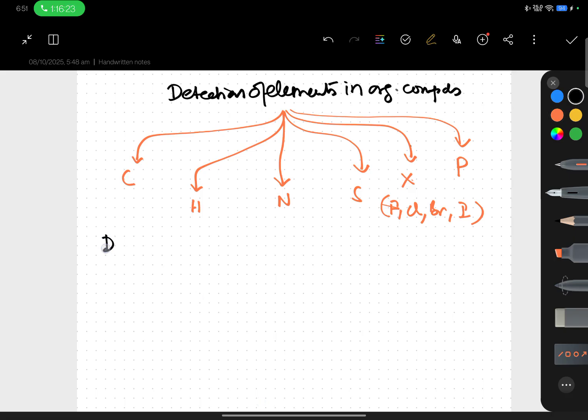So the first one is deduction of carbon and hydrogen.